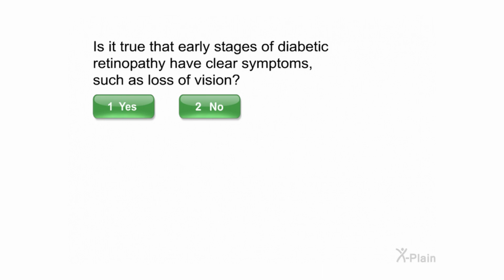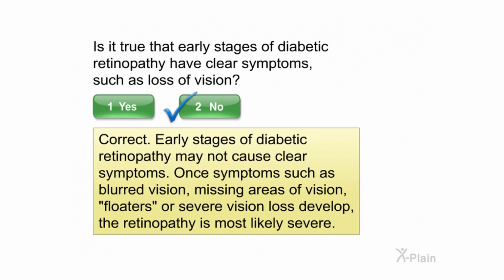Is it true that early stages of diabetic retinopathy have clear symptoms such as loss of vision? Select yes or no. Correct. Early stages of diabetic retinopathy may not cause clear symptoms. Once symptoms such as blurred vision, missing areas of vision, floaters, or severe vision loss develop, the retinopathy is most likely severe.